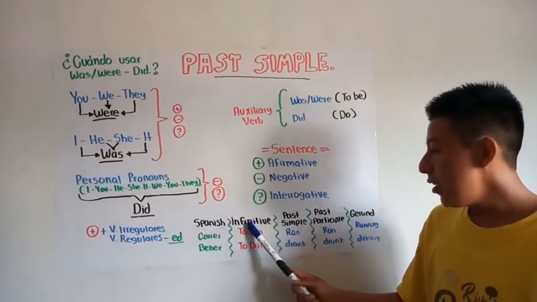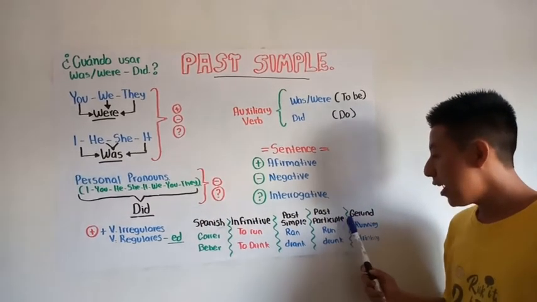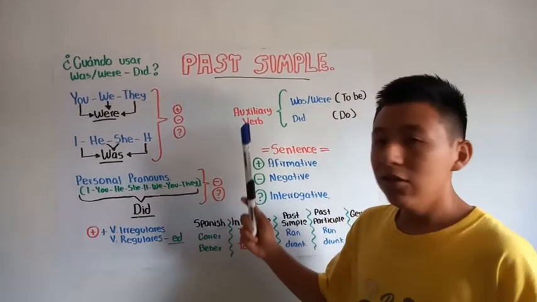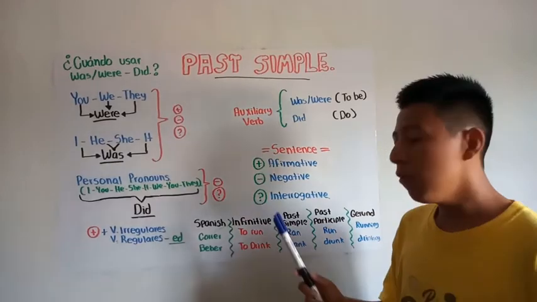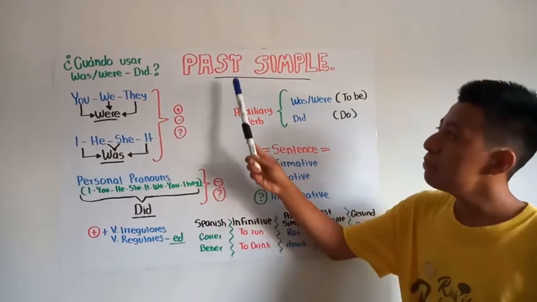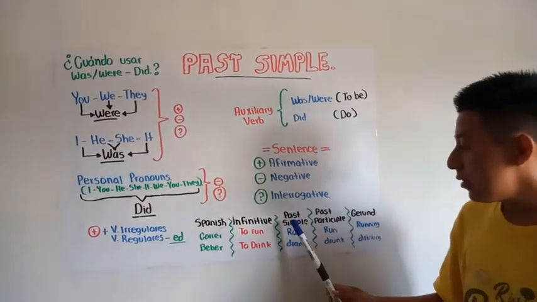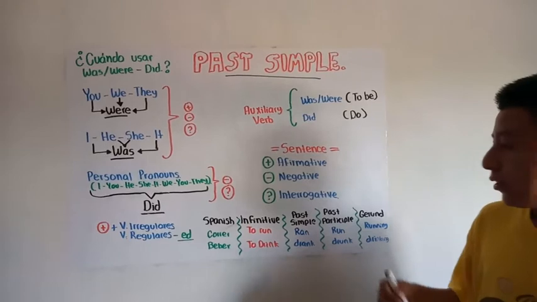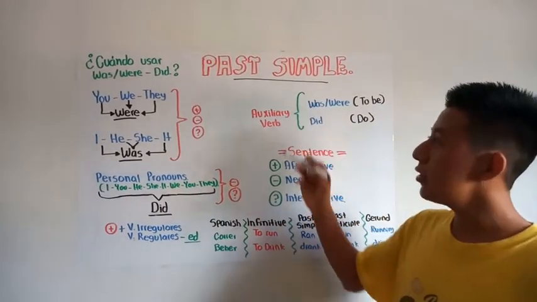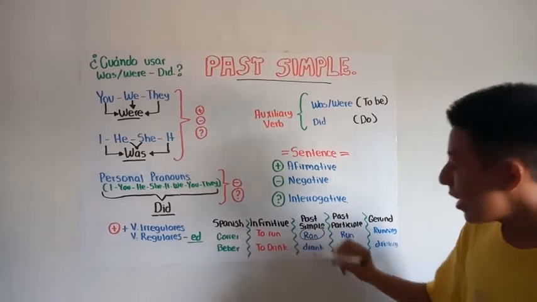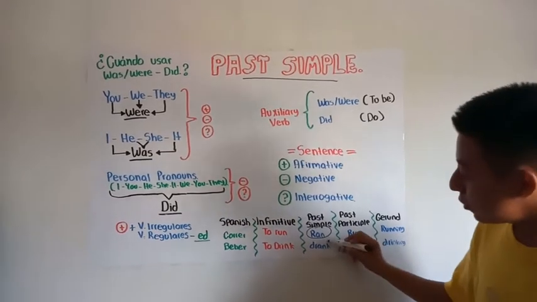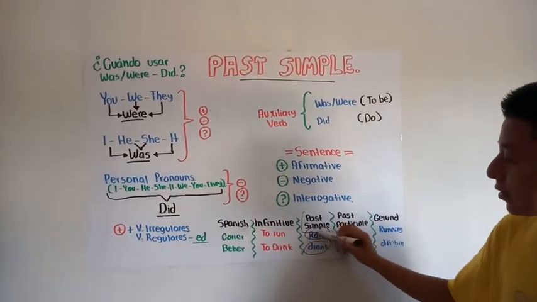Spanish infinitive, past simple, past participle, and gerund. In the last video, I tested you on the 30 irregular verbs, and now I am going to tell you which verb form you can use in past simple. It's the past simple. For example, to run, running. What is the verb that you could use in past simple? Ran. And the verb drink, drinking, you could use drank because it's in past simple.